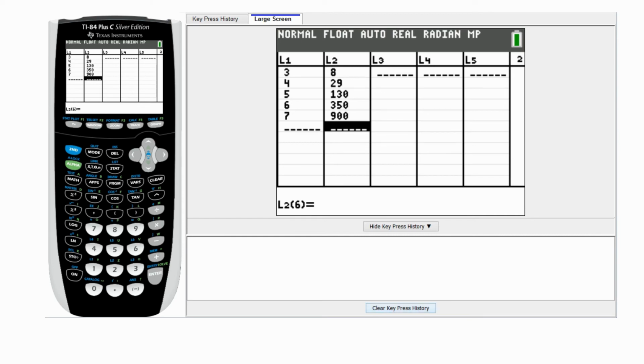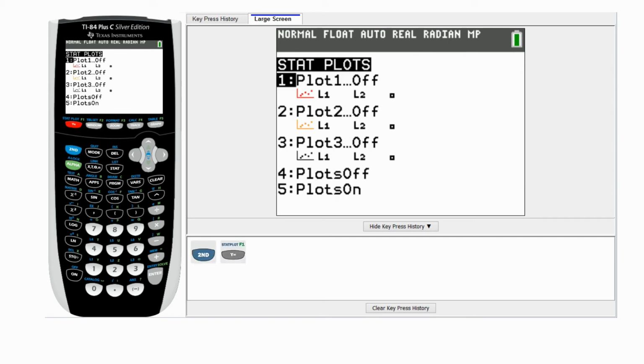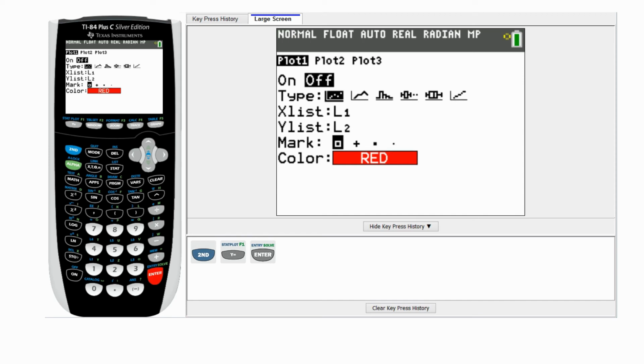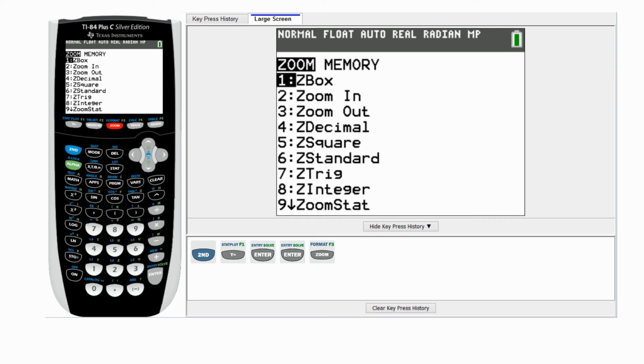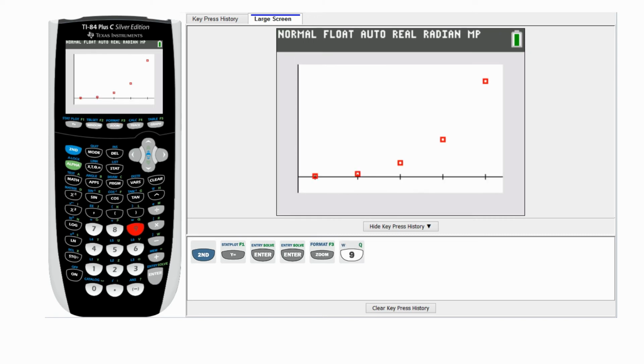Now we need to get a view of our data. So first, let's go to second y equals to make sure our stat plot is on. It's not. I'm going to press enter and then enter so that my on is highlighted. My X list is L1, my Y list is L2, so we're good. Click zoom and 9 for zoom stat. And now we have a graph of our data. Our graph looks like it's going to make more of a curve than a line.